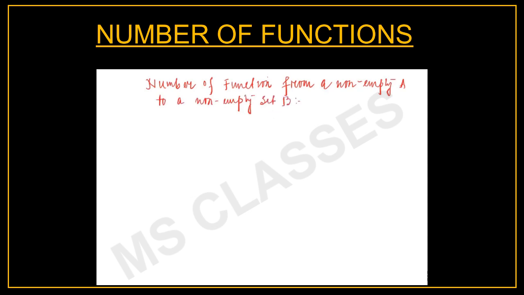So we are starting with this topic. How to find the number of functions from a set A to a set B. Here the function is F mapping from A to B. Now all of us know that when there is a function from A to B, set A is there, set B is there, both are non-empty sets. And whenever we have functions from A to B, that means what?